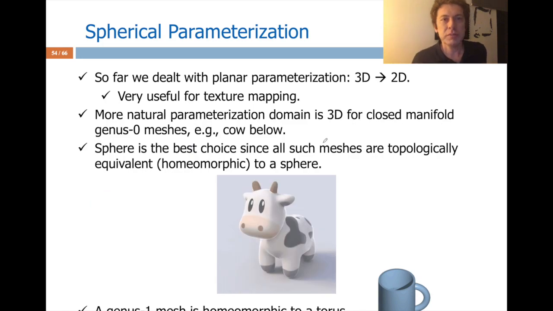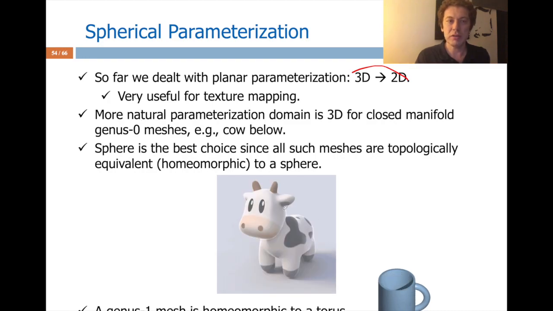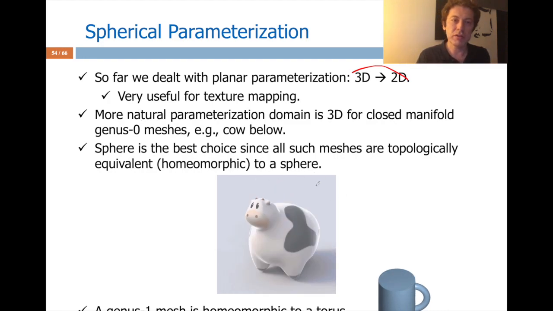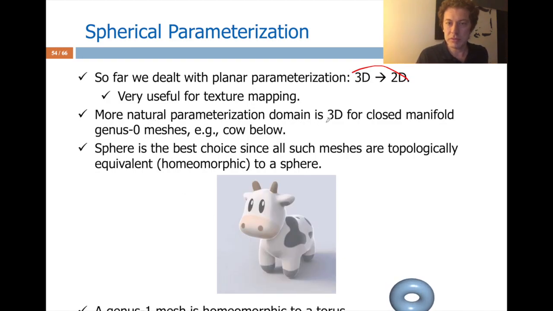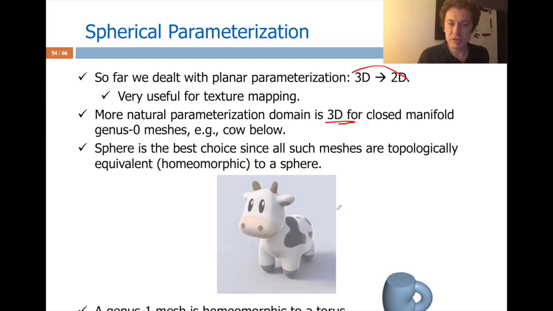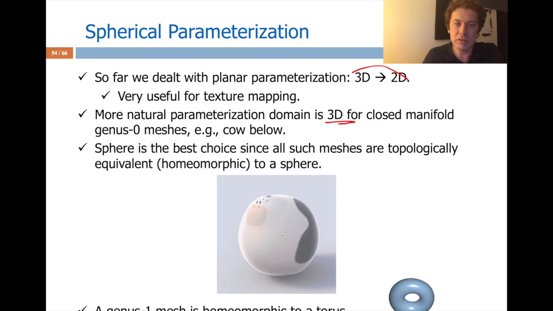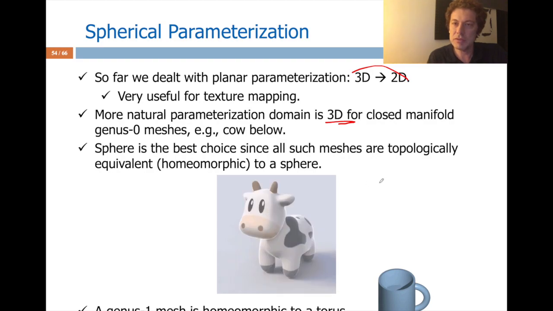Now let's do another parameterization. So far we dealt with 3D to 2D, and it was good for texture mapping. But if you think about this mesh or any other mesh, not any other, but most of the other meshes, the more natural representation is 3D, for a closed manifold, genus zero meshes. Like this mesh is closed, it is watertight, it is in sphere topology. So why do I not use a sphere domain as my target domain here?